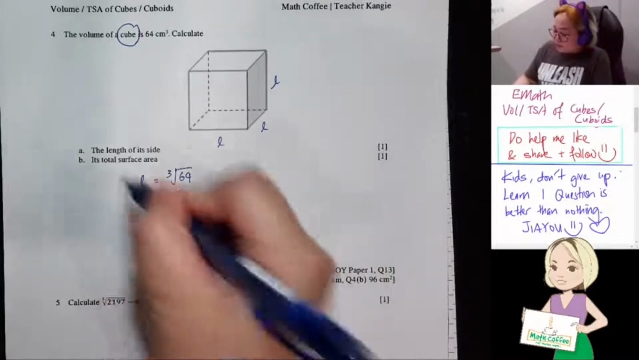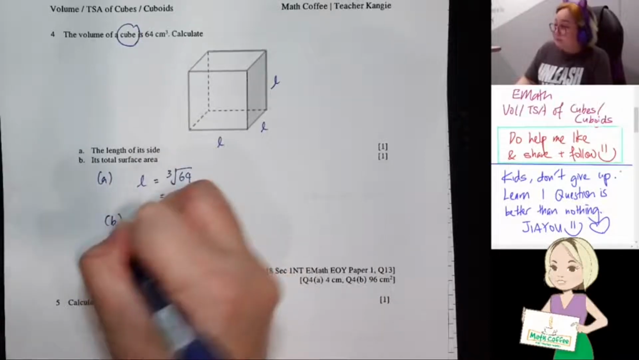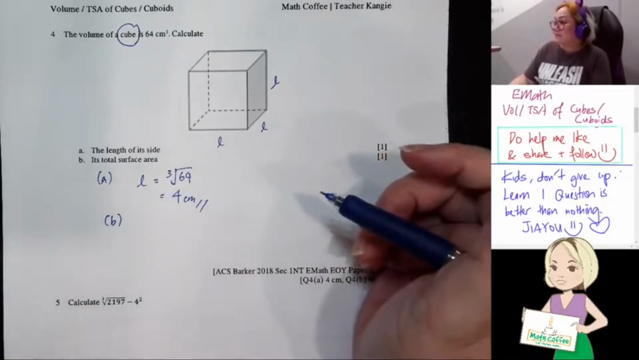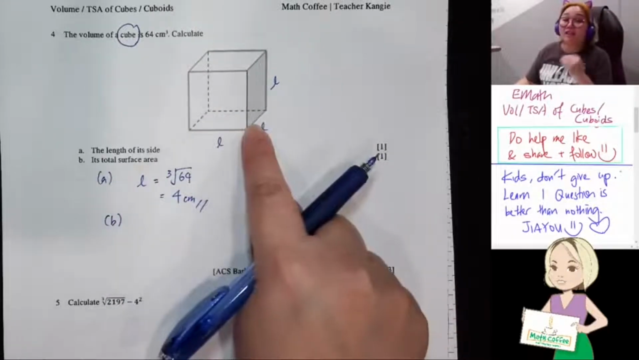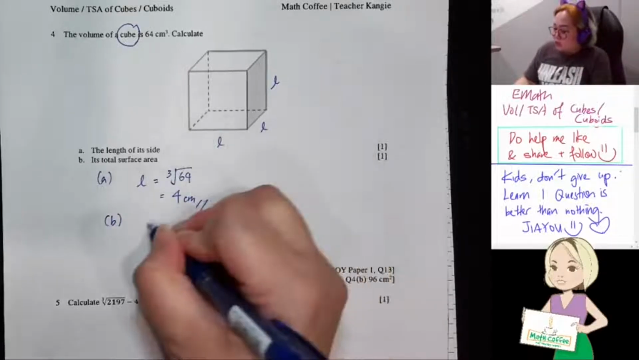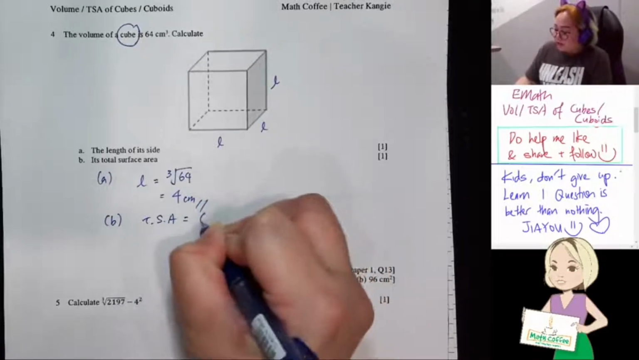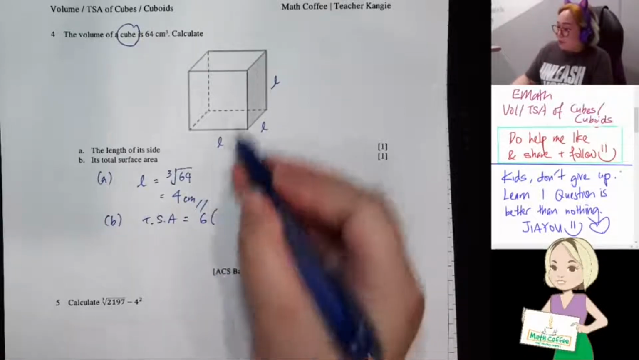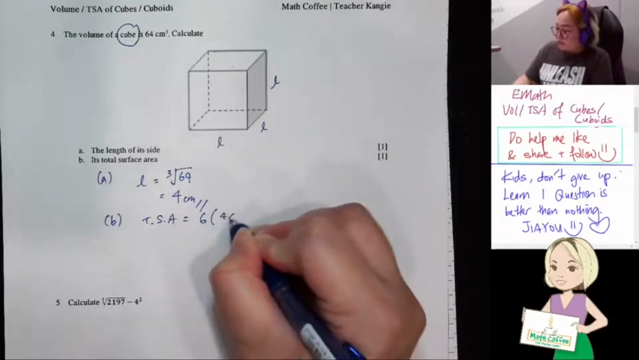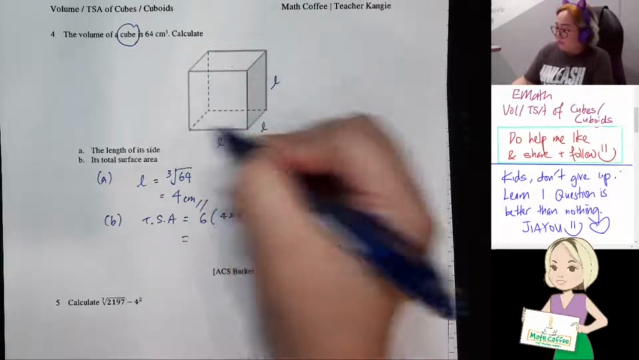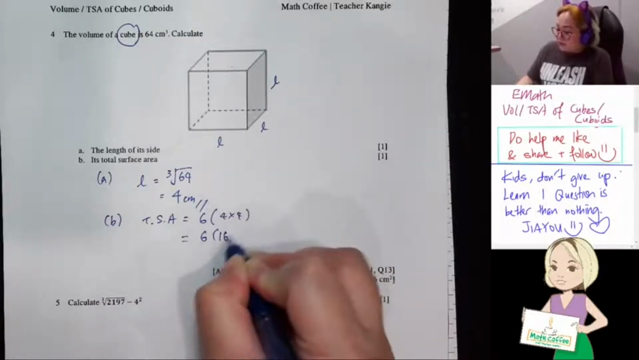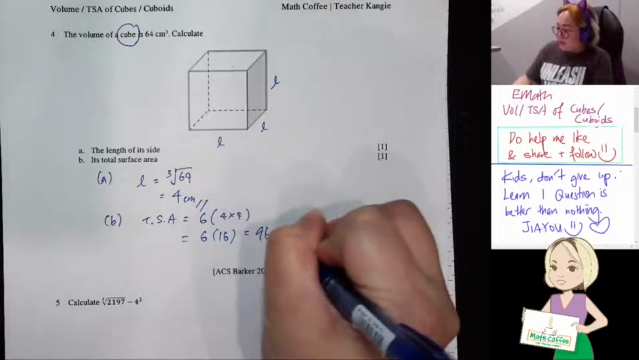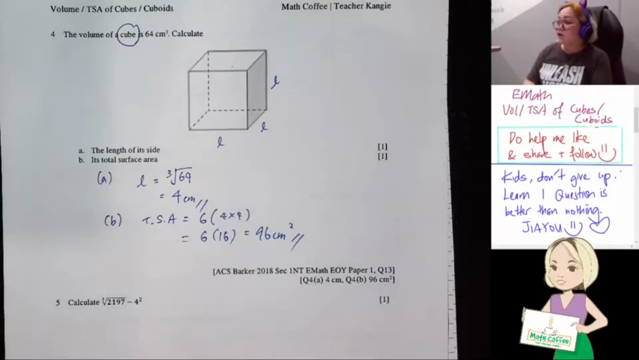Okay, so this is for A. Now part B. To find the total surface area, because this is 6 exactly the same faces, the total surface area of a cube is very easy. It's 6 multiplied by 1 square face, which is 4 times 4. One face is 4 times 4, and we have 6 of the exact same face. So it's 6 times 16, so we get 96 cm square. So of course for a cube, you don't go and use the complex formula.